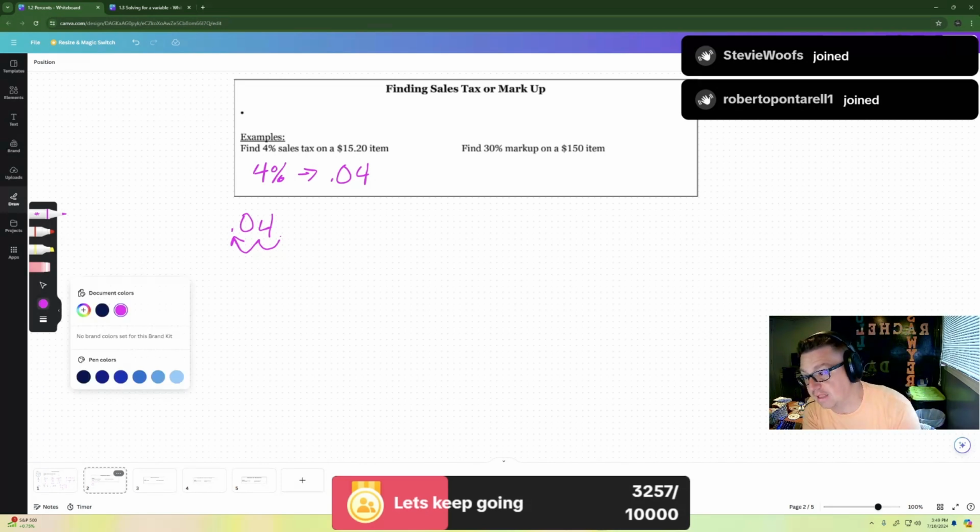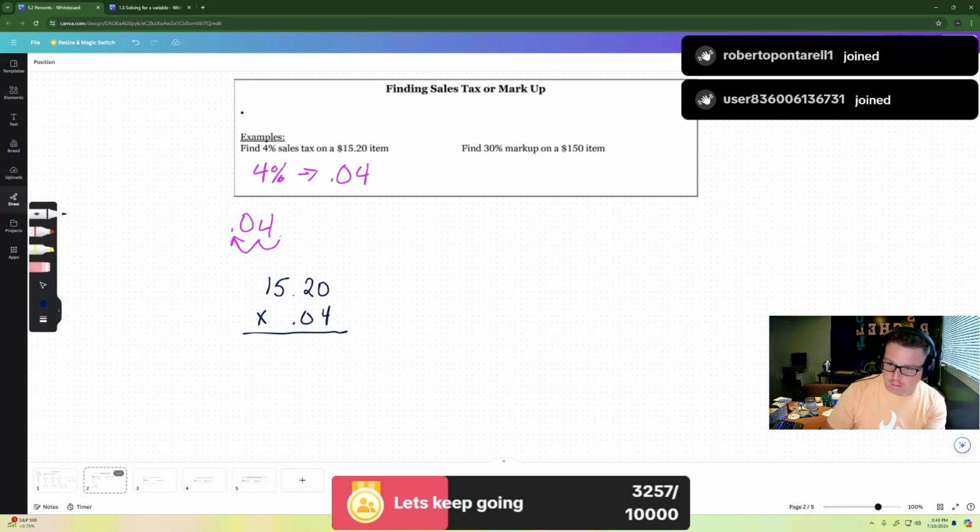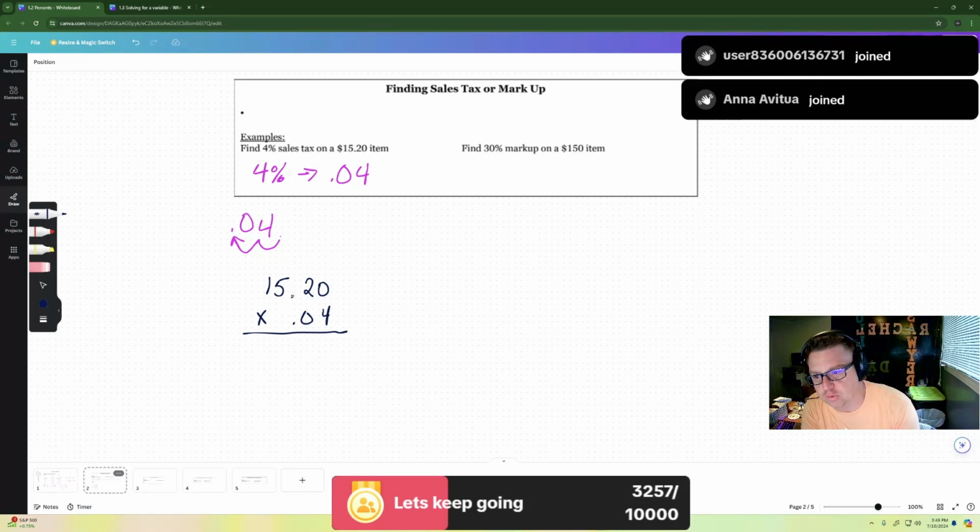So we are going to take this object, whatever it is, that is $15.20, and we're going to multiply it by 0.04. So if your Taco Bell items came up to $15.20 and there's a 4% sales tax associated with it, we would multiply these together, and then we would tack that on to the 15.20 to find out what our whole thing would be costing us.